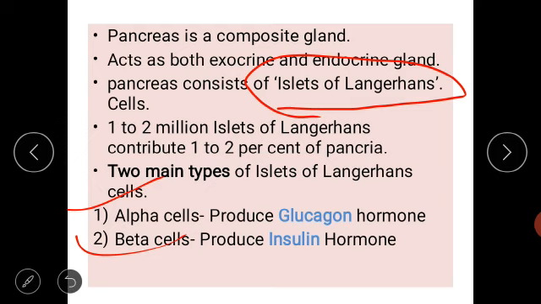Okay, so let us see the function of these cells. Alpha cells of the islets of Langerhans produce the glucagon hormone, and beta cells produce insulin. These are the 2 important hormones to control the blood sugar level, to maintain the normal blood sugar level. So both the hormones help to maintain the normal level of blood sugar.